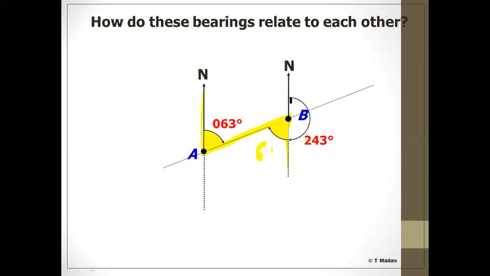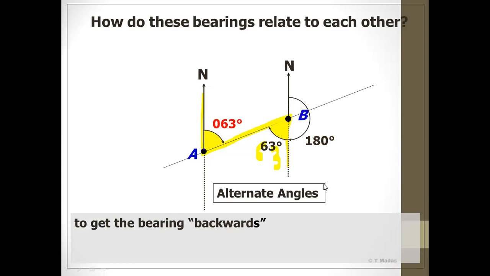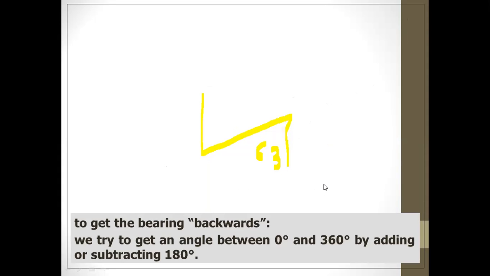Teacher, what about this part? Everybody knows that this part is 180 degrees. It's a straight line. So simply add your 180 plus the 63 and you will get the 243. So this is another way. These are alternate angles, and we can just add the 63 plus the 180. We're doing the bearing backwards now. As long as it is between 0 and 360, the first part is 180, just add them, and that would be the answer.